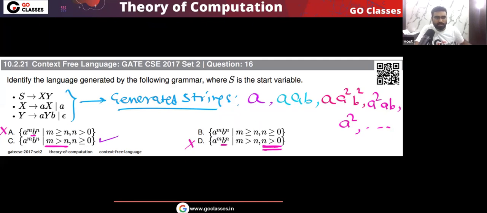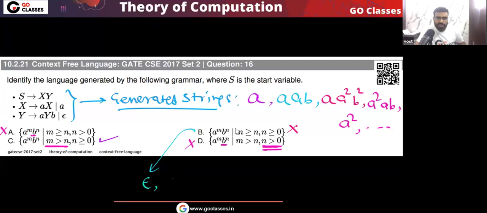Because you can easily see what option B is saying. Look at this option B. From option B, which strings can I generate? Tell me. From option B, you can see A power M, B power N, where M is greater than equal to N and N is greater than equal to 0. So from option B, actually empty strings should be generated. Option B can generate empty string also. Yes or no? But empty string is not generated from the given grammar. So that is the reason option B is also gone. Is this clear? Because option B can generate empty string.